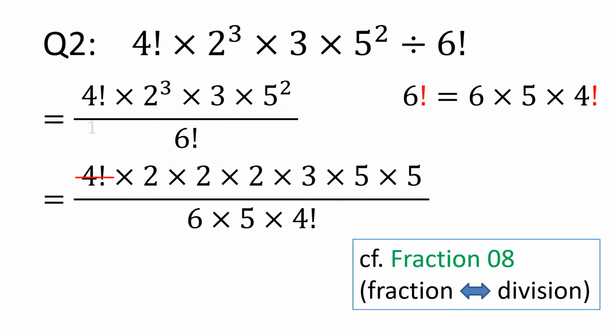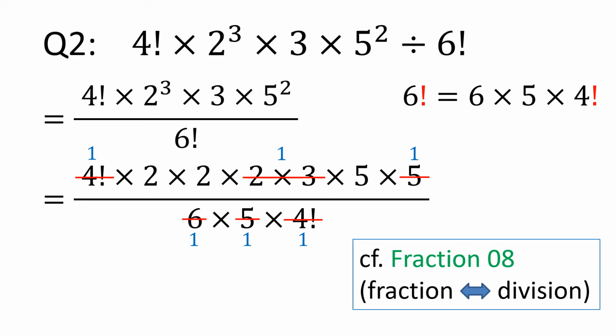Canceling 4 factorial in the numerator and the denominator will give us 1. Cancel 5 in the numerator and the denominator, and they become 1. Then, cancel 2 times 3 in the numerator and 6 in the denominator. They will become 1. Now the denominator is just 1 times 1 times 1, which is 1. And we have 1 times 2 times 2 times 1 times 5 times 1 in the numerator.